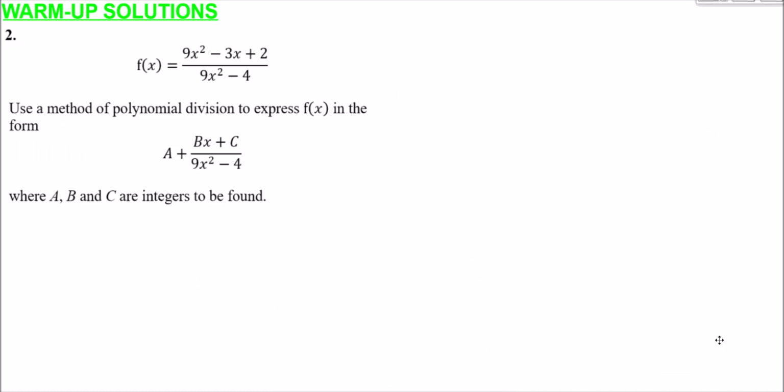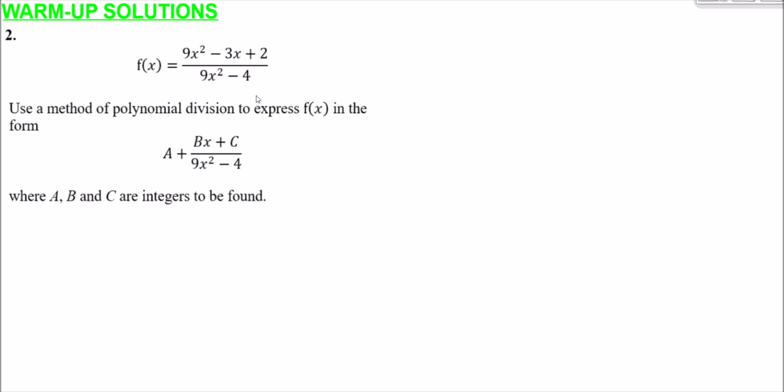Question 2, what we need to do here is to use a method of polynomial division to express f of x, this fraction, which is basically 9x squared minus 3x plus 2 all over 9x squared minus 4, in this form here, where a, b and c are integers to be found.